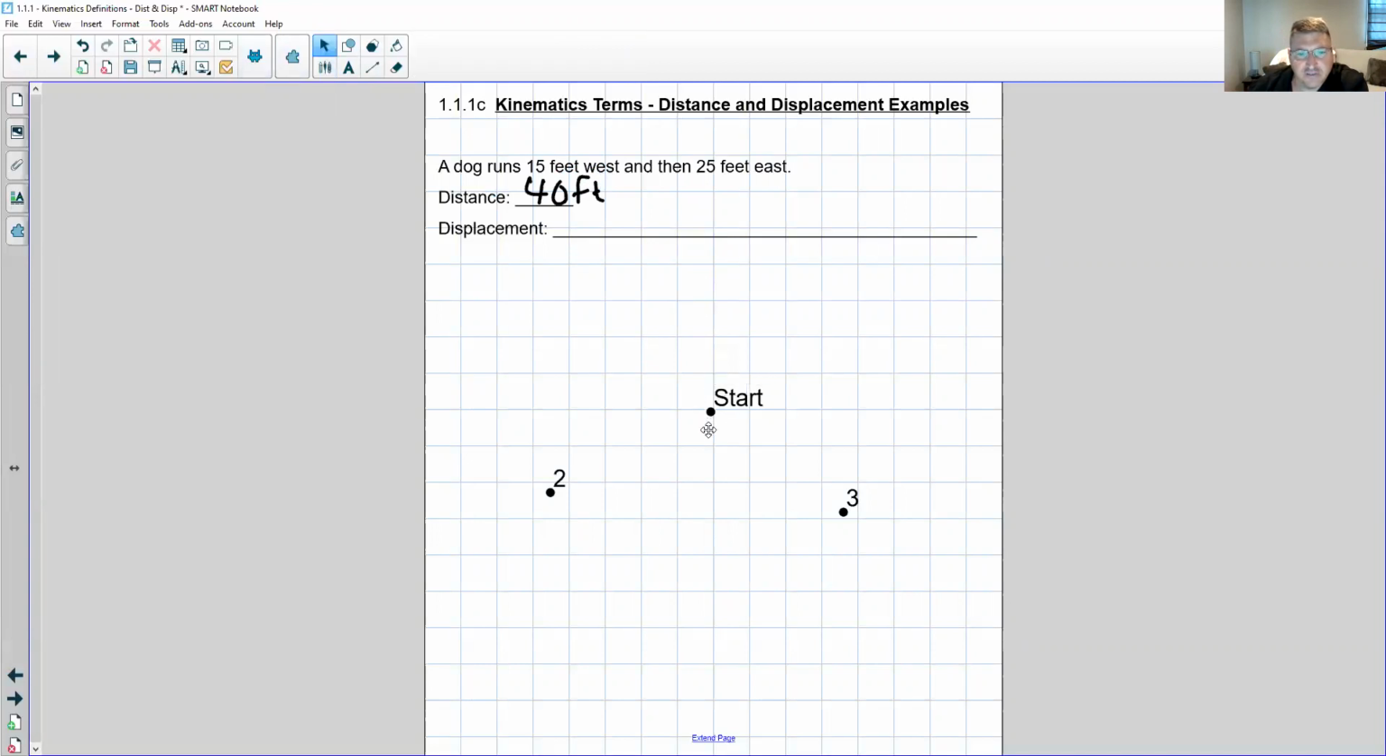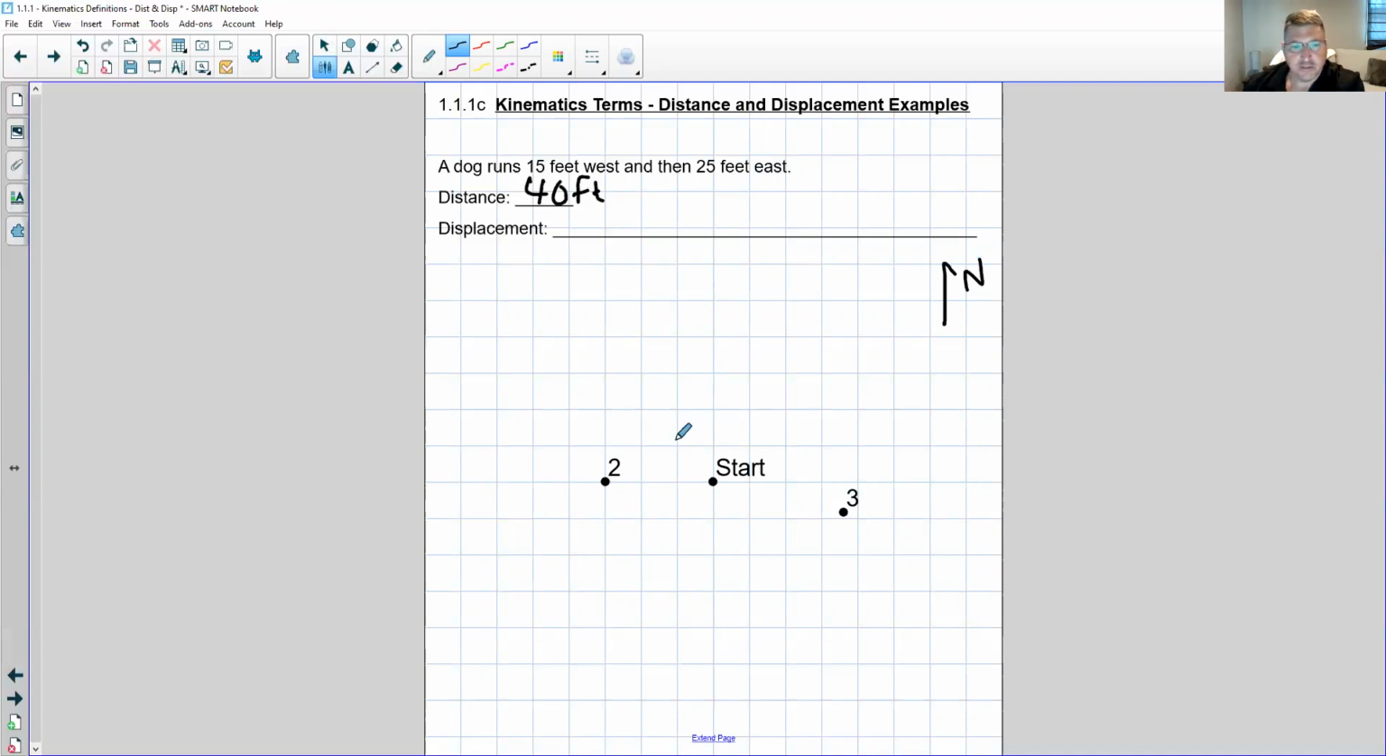So first, let's look at a graphical method. Here's our starting point, and we're going to come up with a scale for our diagram. Each box is going to represent 5 feet. So the dog first runs 15 feet west, which would correspond to 3 boxes to the left. Again, we're going to make the assumption that this direction on the page is north.